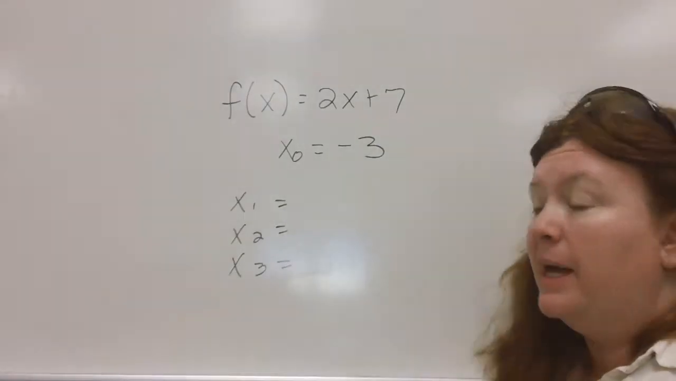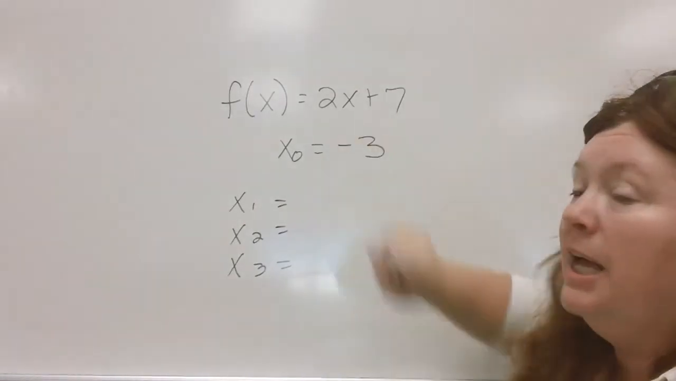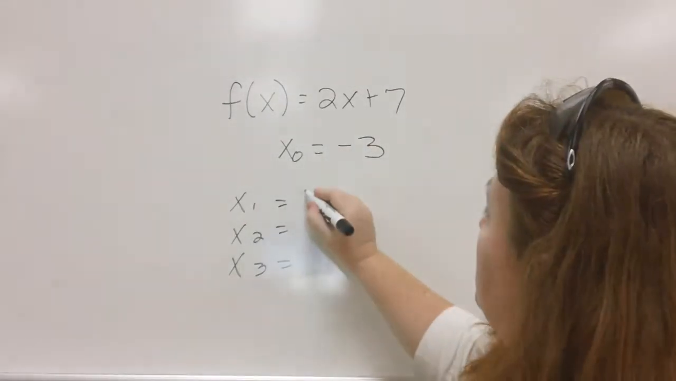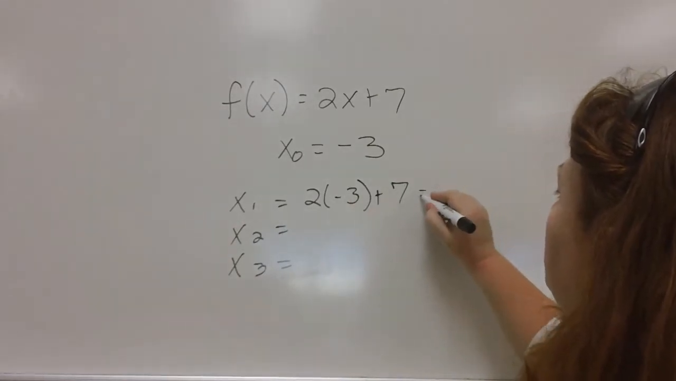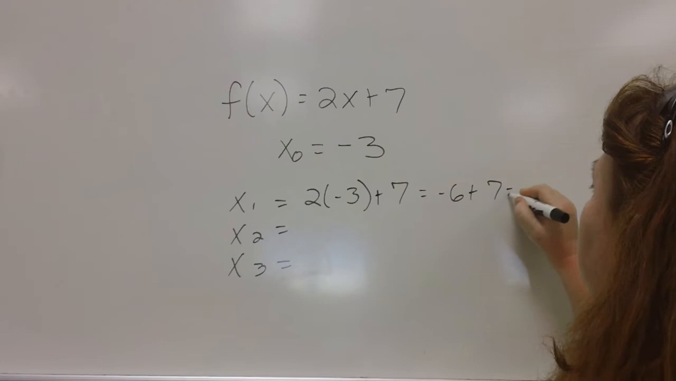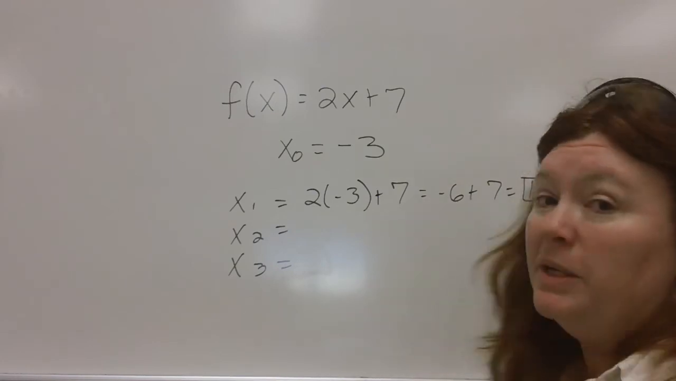So, how do I find that? I take x sub 0, which is negative 3, and just plug it in. 2 times negative 3 plus 7. Negative 6 plus 7 is 1. My first iterate is 1. I hope you can see that.